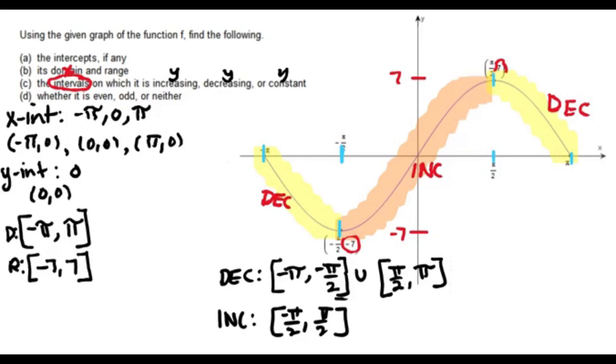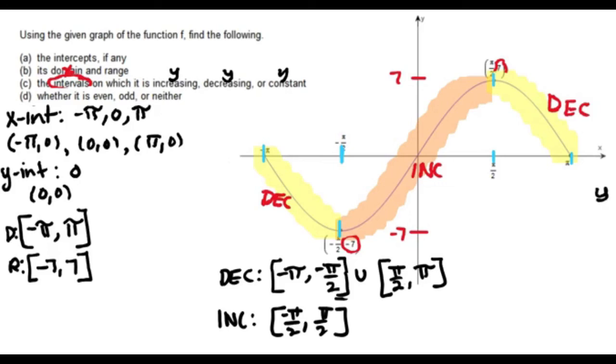So we have one more part to go, part D, and we want to decide whether this graph is even, odd, or neither. So we need to know what those mean. An even function is a function that has y-axis symmetry. An odd function is a function with origin symmetry, and then neither is the category that catches everything else. So let's figure out what y-axis symmetry and origin symmetry look like.